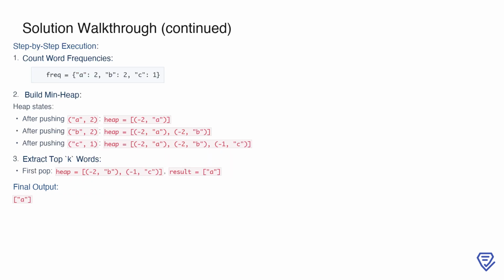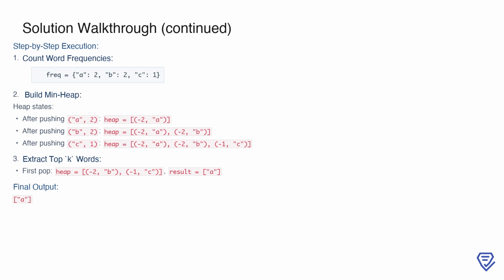Finally, consider a third example where the input words are A, B, C, and K is 1. First, we calculate the frequencies. The words A and B each appear twice, while C appears once. Using these frequencies, we build the heap.